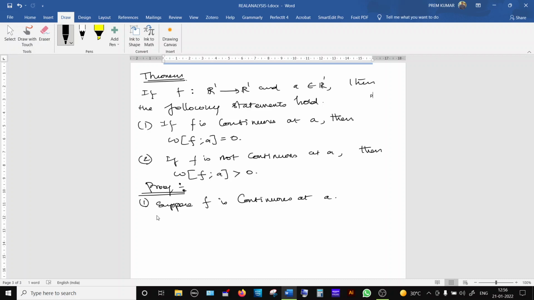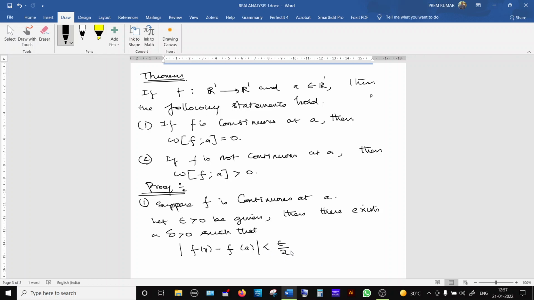Therefore, we are going to use the definition of a continuous function. For any given epsilon greater than 0, there exists a delta greater than 0 such that, because we are in the real line, we use absolute values, the distance between f(x) and f(a) is less than epsilon by 2. Instead of epsilon, I can take epsilon by 2.